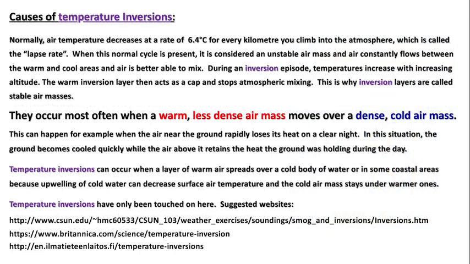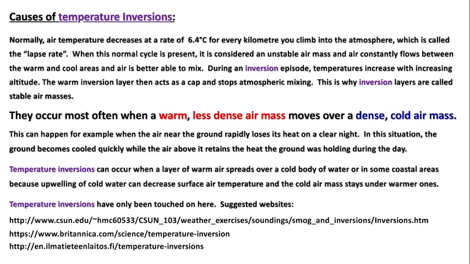Causes of temperature inversions. Normally, air temperature decreases at a rate of 6.4 degrees for every kilometer you climb into the atmosphere, which is called the lapse rate. When this normal cycle is present, it is considered an unstable air mass and air constantly flows between the warm and cool areas and air is better able to mix. During an inversion episode, temperatures increase with increasing altitude. The warm inversion layer then acts as a cap and stops atmospheric mixing. This is why inversion layers are called stable air masses.